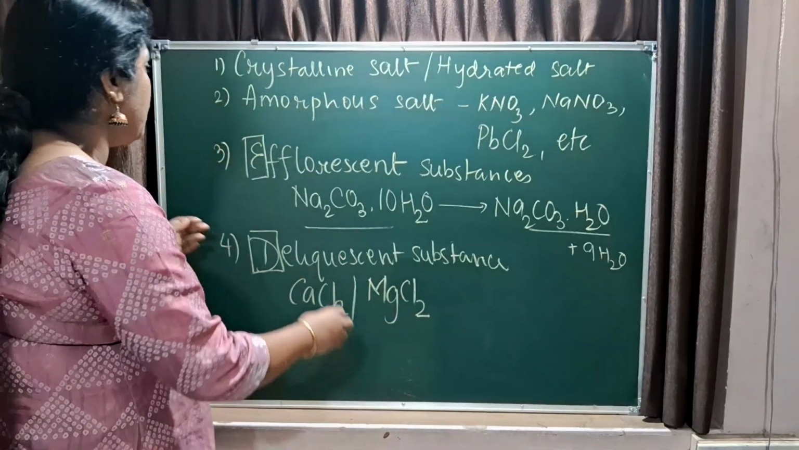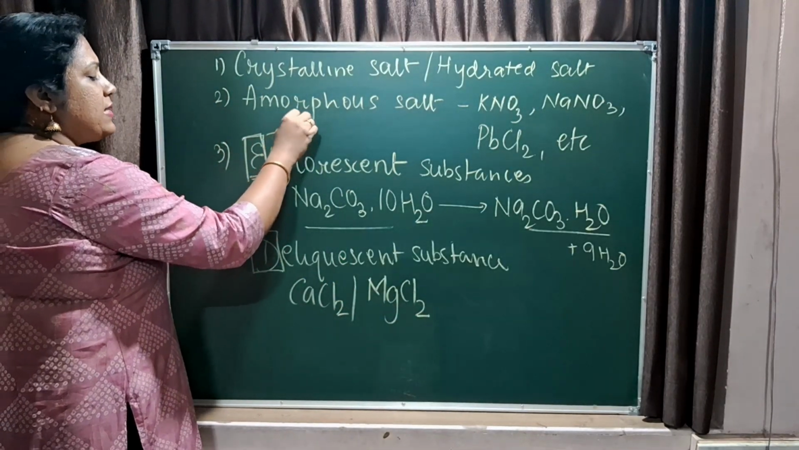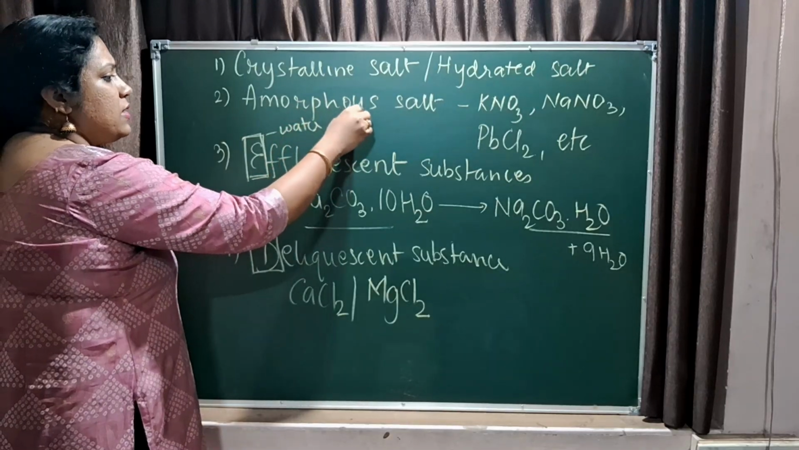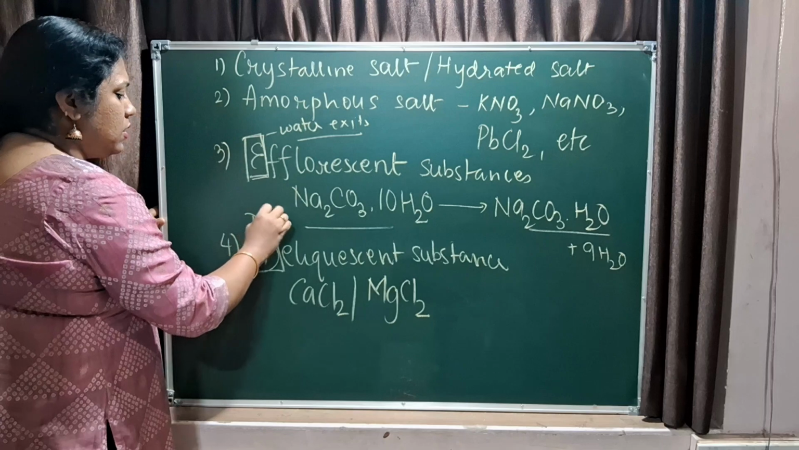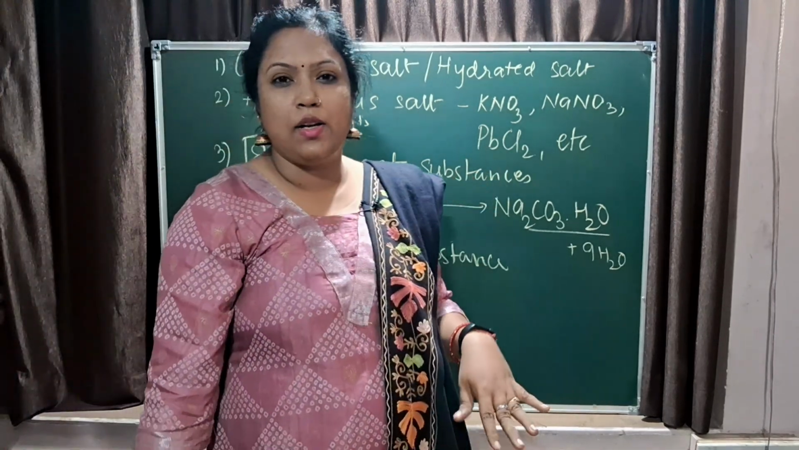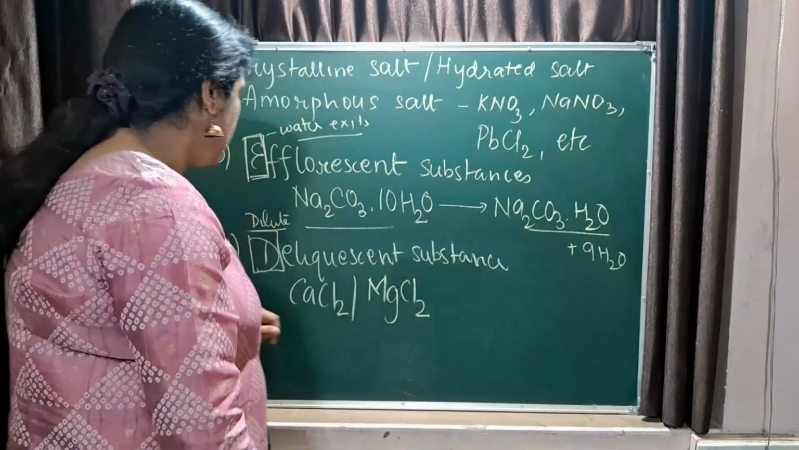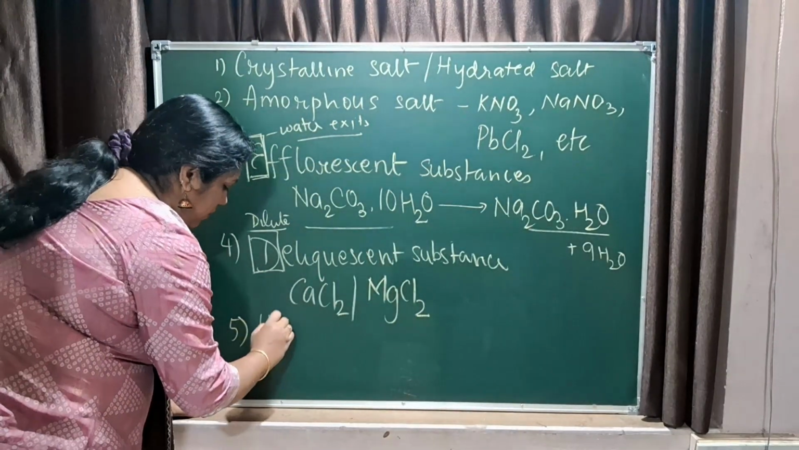So how will you remember? Efflorescent means water of crystallization exits, and deliquescent means the solution becomes dilute, water gets added to it. Fine. The next one is hygroscopic.